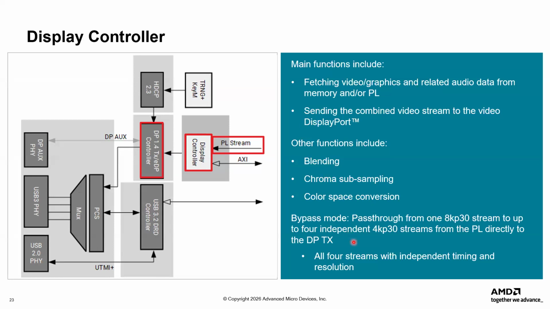I also have a bypass mode. So basically I can go from one, maybe 8K 30 frame stream, up to just four independent streams going directly to this DP transmit module. And then all four streams will have their own set of timing, their own set of resolution.